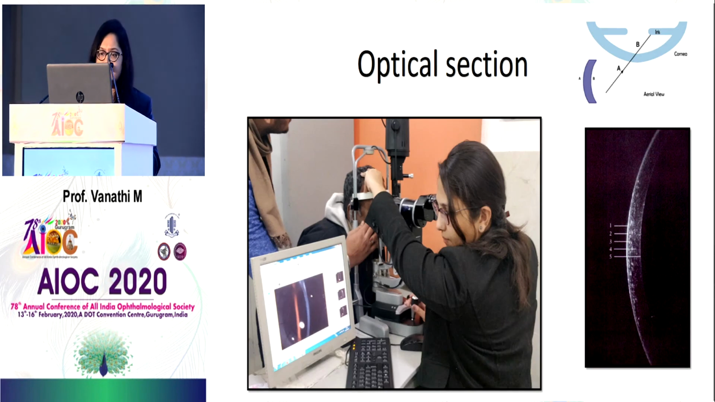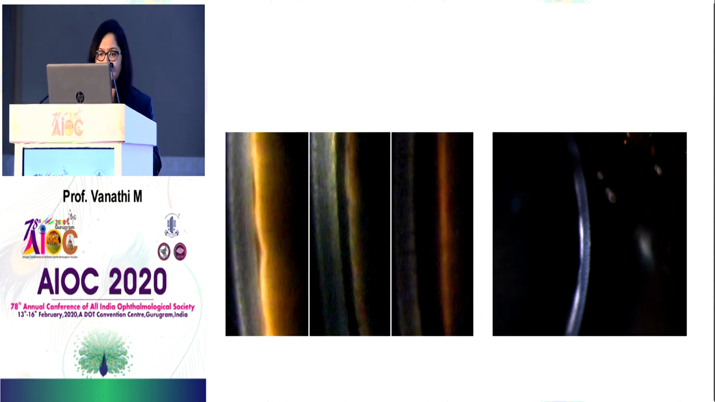So here you can see, we can visualize the various layers of cornea. I'm not sure whether the picture is clear. So first is basically giving Van Herrick's grading. Here you can see the angle is very shallow. So in this optical section you can grade your angles, and in the second diagram there is endothelitis. So there is hyperreflectivity at the level of endothelium.